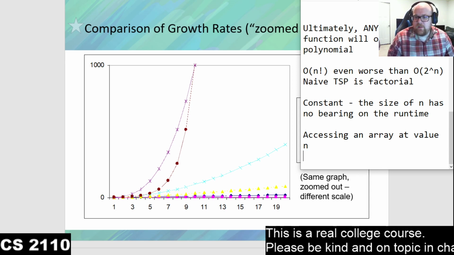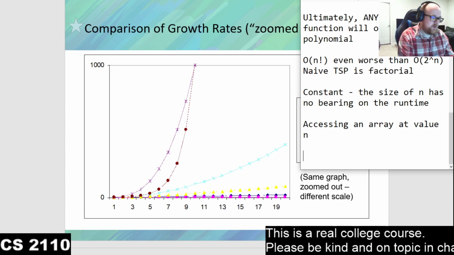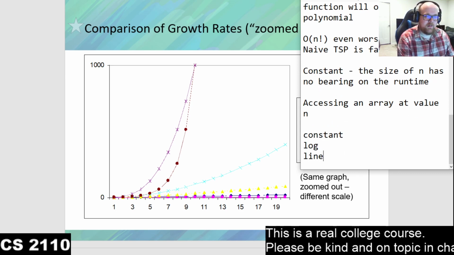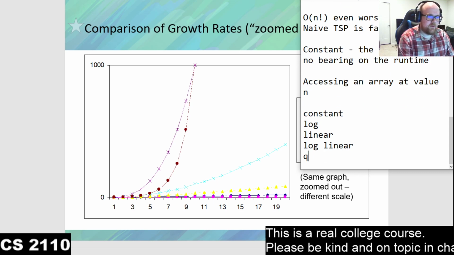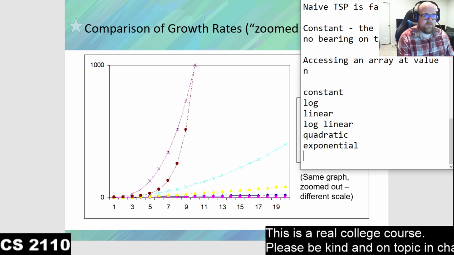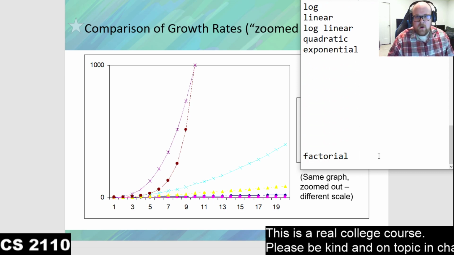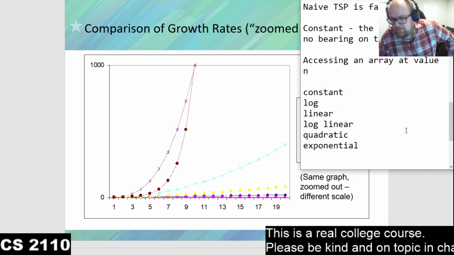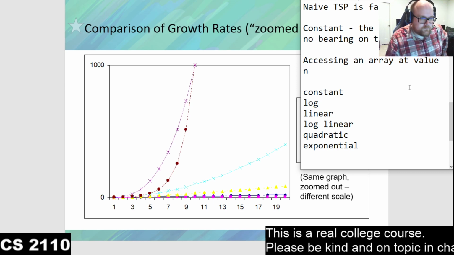Why isn't log better than linear? Log is better than linear. So in order from best to worst, it is constant, then log, then linear, then log linear, then quadratic, then exponential, and then factorial, which is so far down here it doesn't even bear talking about. Remember that when we're talking about log, we're talking about base 2, generally in computer science.